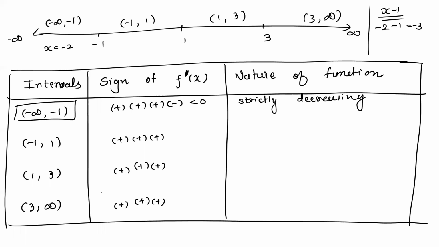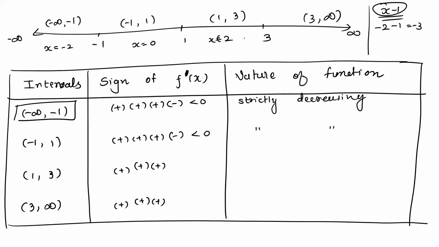Next is minus 1 to 1. I'll take x is equal to 0. You can see that it depends only on x minus 1. 0 minus 1 is minus 1, again less than 0. Strictly decreasing.